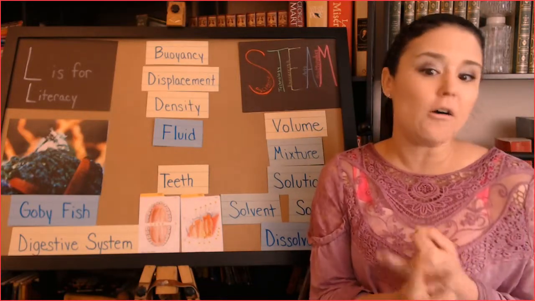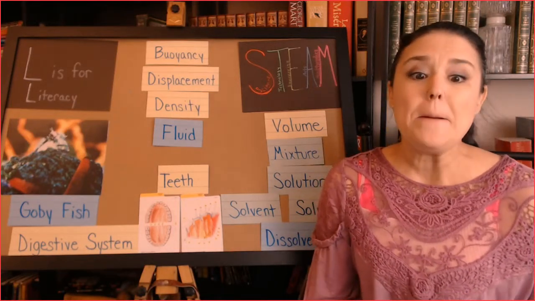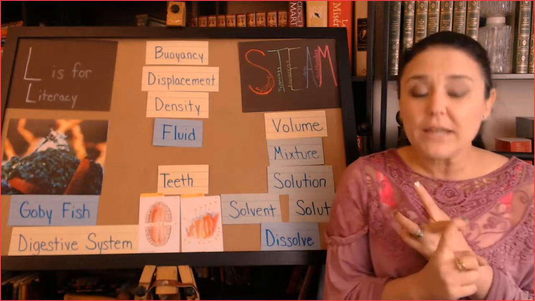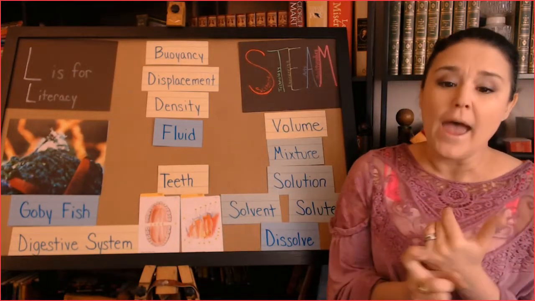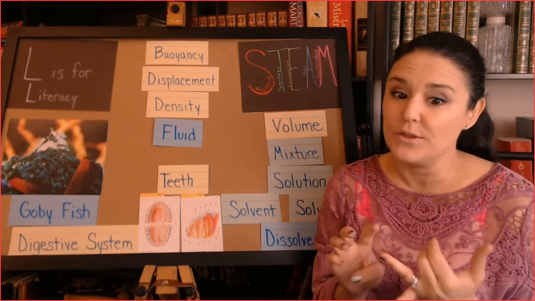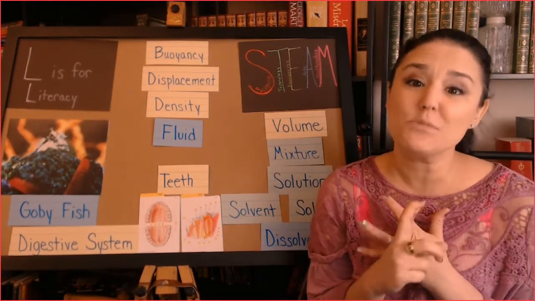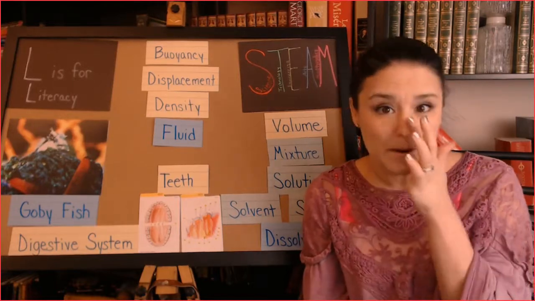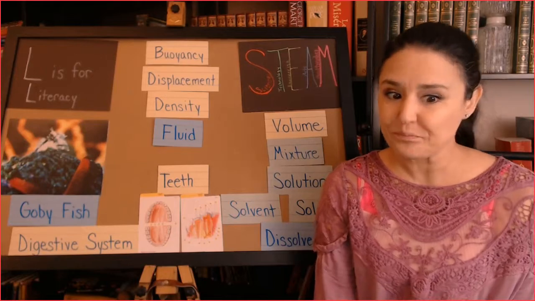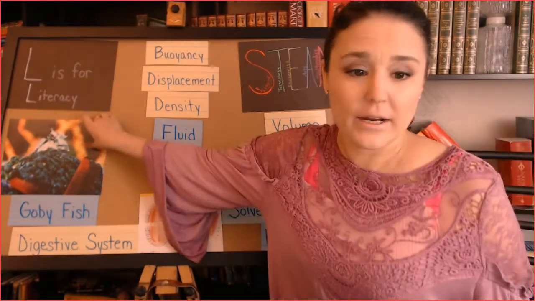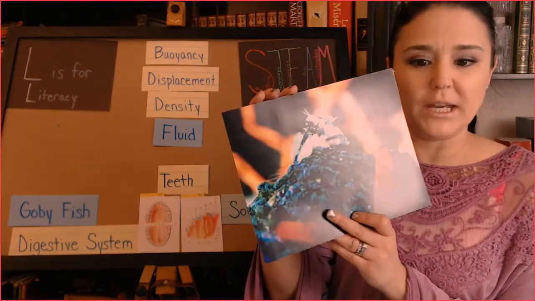Those are all fluids. We're going to talk about some properties of fluids like buoyancy and displacement and density and volume. And we're going to talk about the difference between a mixture and a solution. And we're going to dissolve some sugar in some water to make a sugar water solution.